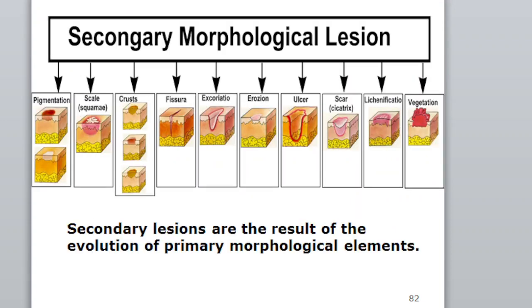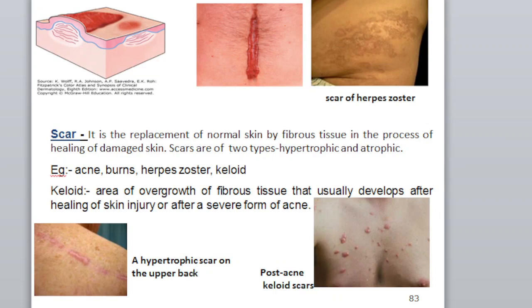Secondary lesions are the result of the evolution of primary morphological elements. A scar is the replacement of normal skin by fibrous tissue in the process of healing of damaged skin. Scars are of two types, hypertrophic and atrophic. For example, acne, burns, herpes zoster, keloid.